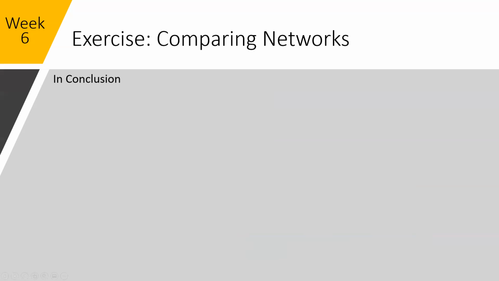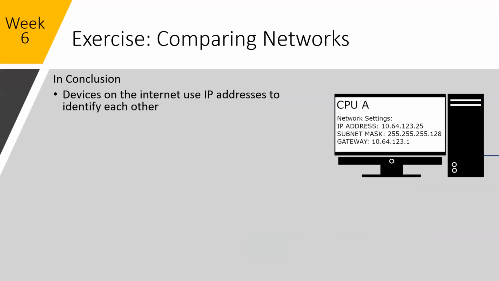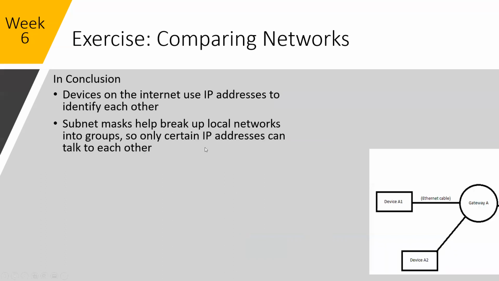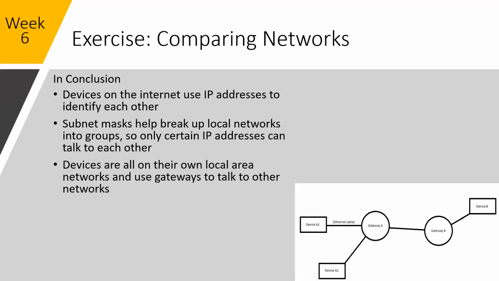So conclusion. Devices on the internet use IP addresses to identify one another. This is universal. All computers use IP addresses to identify one another. Subnet masks help break up local networks into groups, so only certain IP addresses can talk to one another. And devices on their own local area network use gateways to talk to one another.